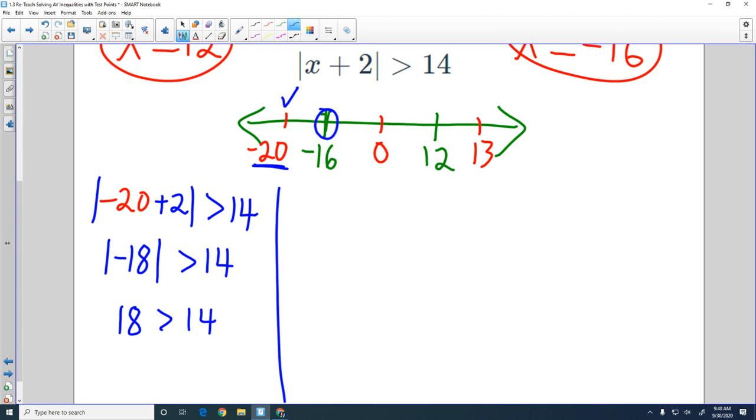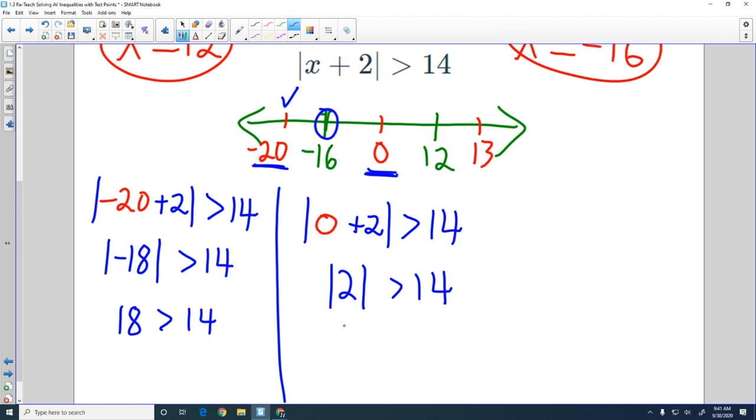So now let's try the middle section. My test point in the middle was a 0. So I'm going to write the absolute value of 0 plus 2 greater than 14, and we're going to see if this is a true statement. 0 plus 2 is 2, and the absolute value of 2 is just positive 2 again. Here we've got the statement 2 is greater than 14. Well, 2 is not greater than 14. This is not true, so that means we are not going to be shading in this middle part of our number line.